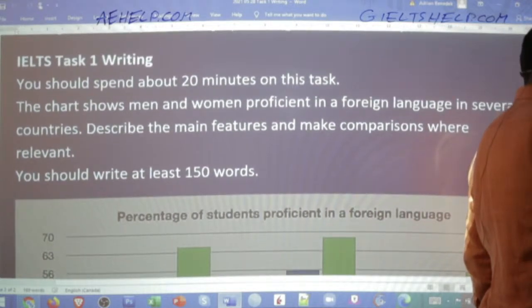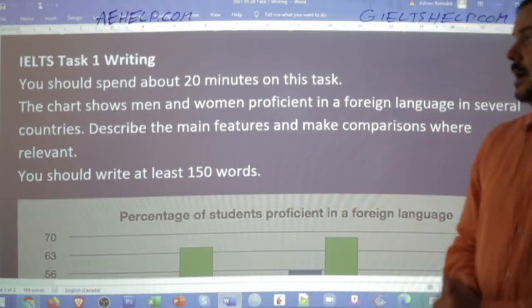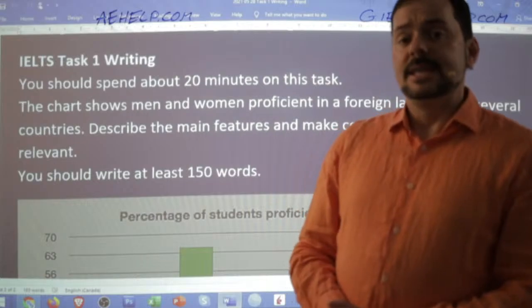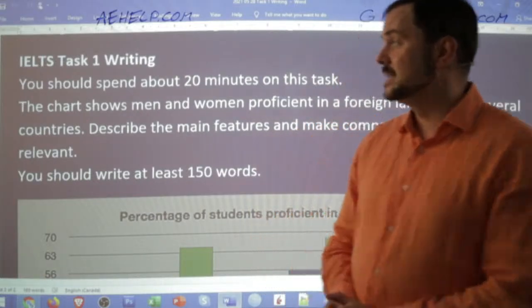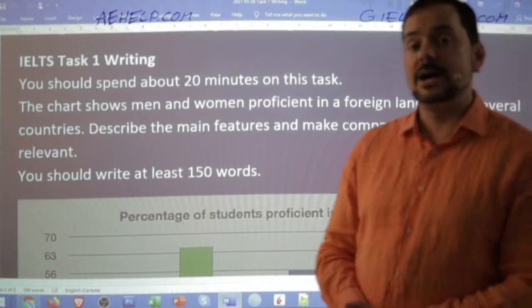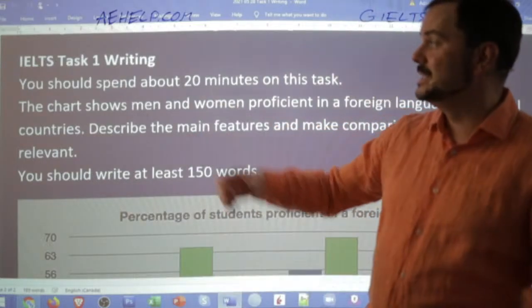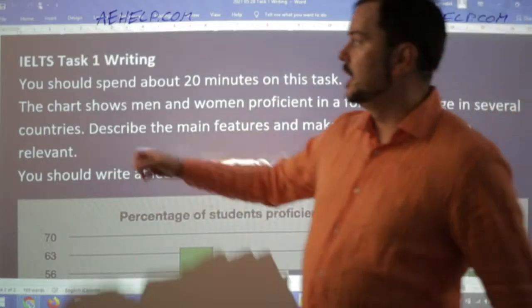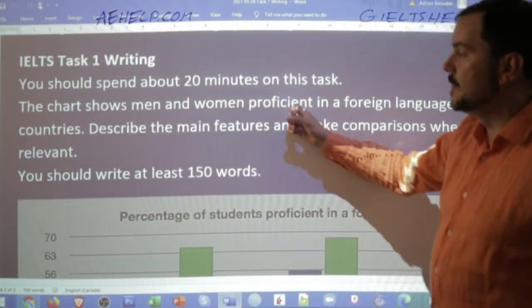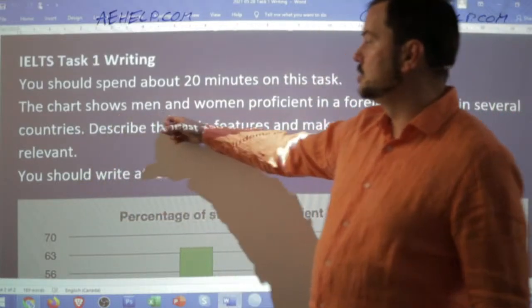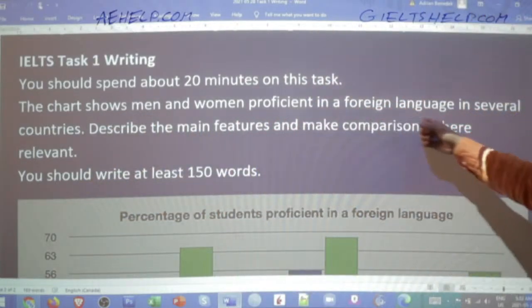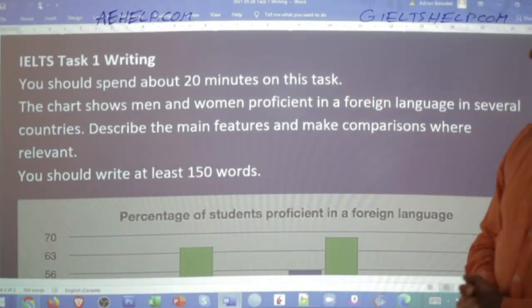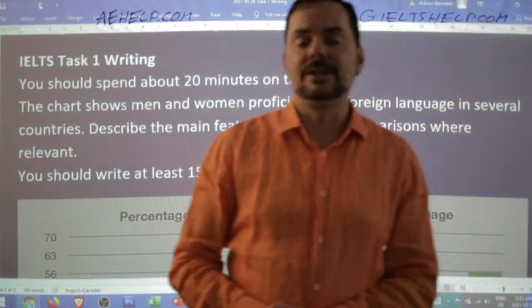Here is the question of the day for Task 1. So you just finished your reading section of your IELTS exam. Next up is the writing section. It has 2 tasks. It takes 1 hour. Task 1 takes about 20 minutes. And this question reads, you should spend about 20 minutes on this task. The chart shows men and women proficient in a foreign language in several countries. Describe the main features and make comparisons where relevant.